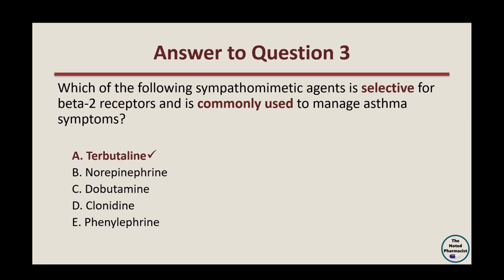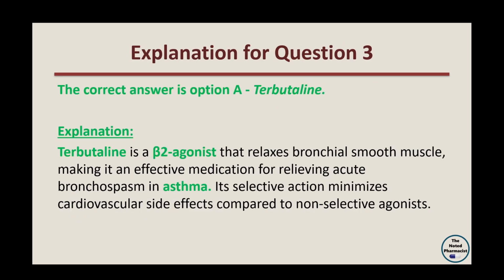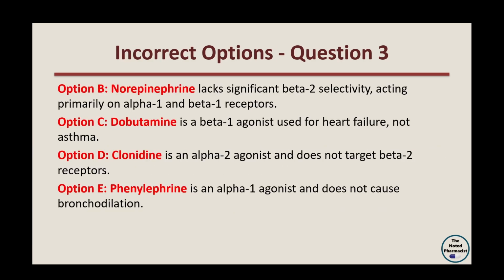The correct answer is option A, terbutaline. The explanation is as follows. Terbutaline is a beta-2 selective agonist that relaxes bronchial smooth muscle, making it an effective medication for relieving acute bronchospasm in asthma. Its selective action minimizes cardiovascular side effects compared to non-selective agonists. Here is the explanation for the incorrect options.